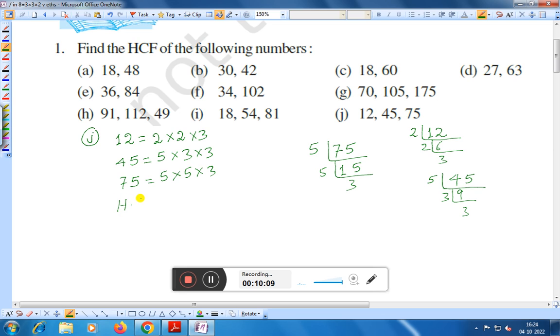Therefore, the HCF of 12, 45, and 75: you see the common factor, we see that 3 is common in all the cases. Therefore, it is 3. The HCF of 12, 45, and 75 is 3. This is the solution of question number J.